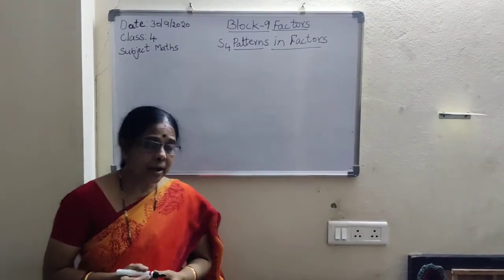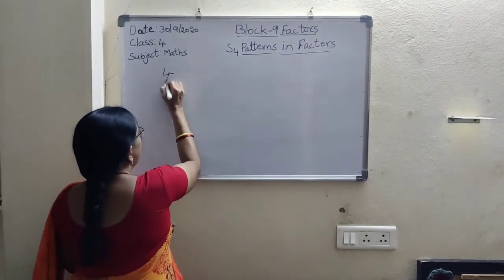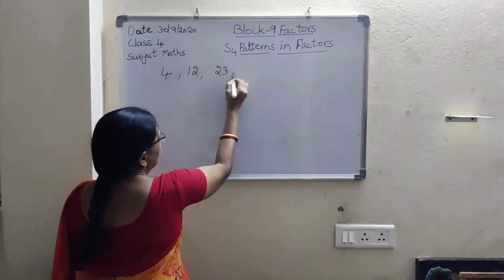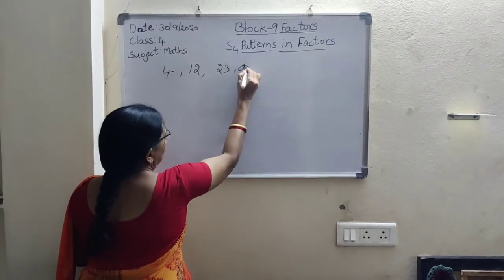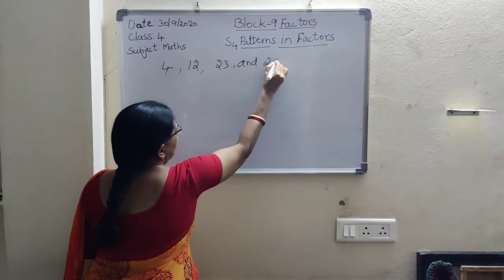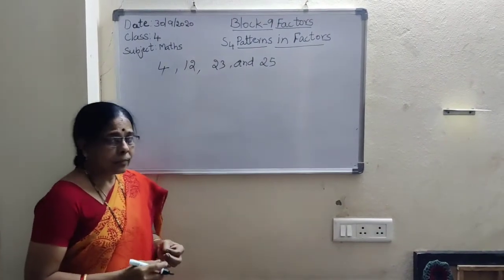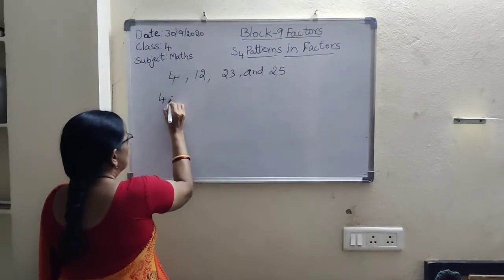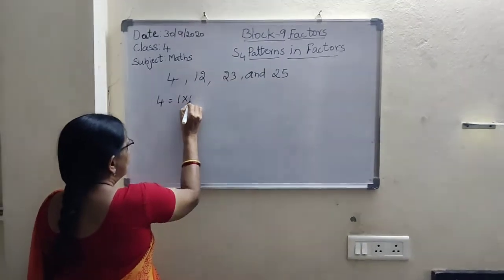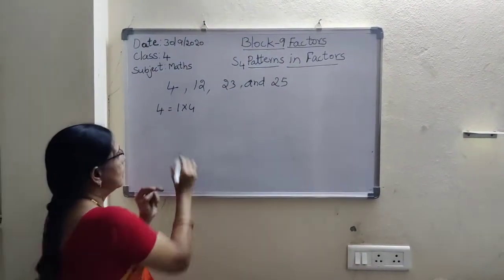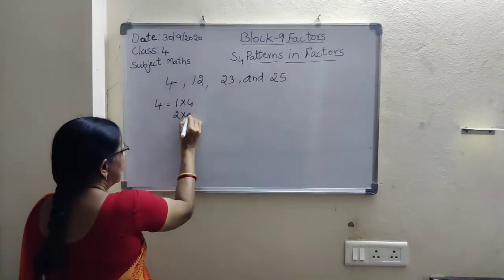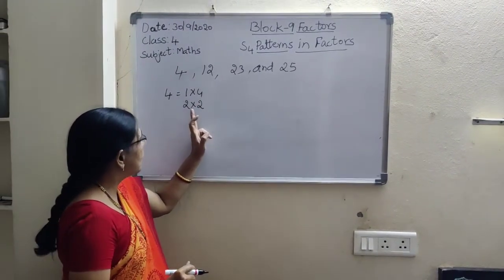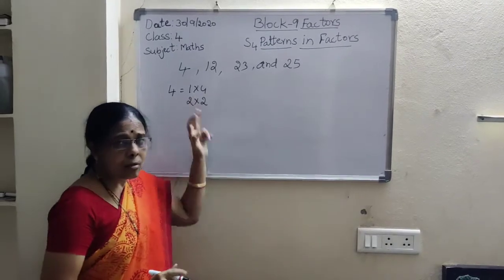Now what are the factors of 4, 12, 23 and 25, children? Okay, we will find the factors of 4 first. 1 into 4. 1 4s are 4. Next 2 2s are 4. Next 3 will not go in the 4 table. No, 3 will not go. Then 4 1s are 4.